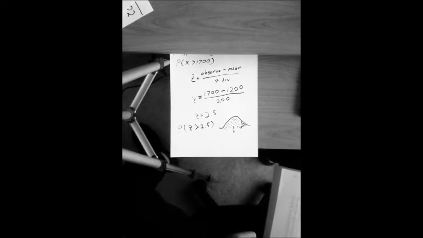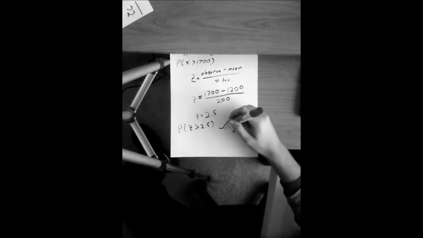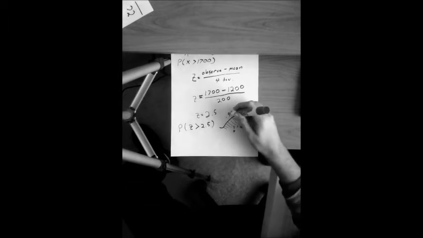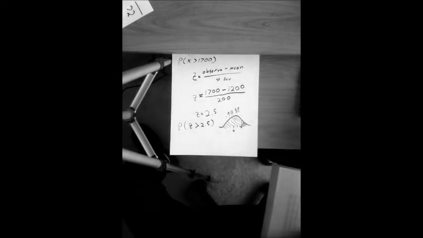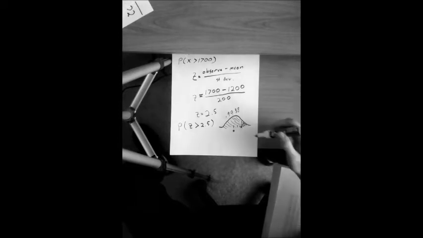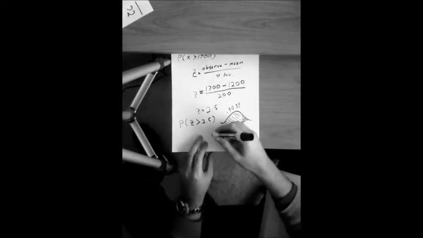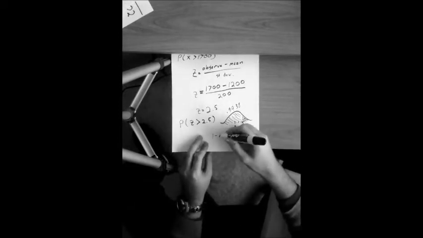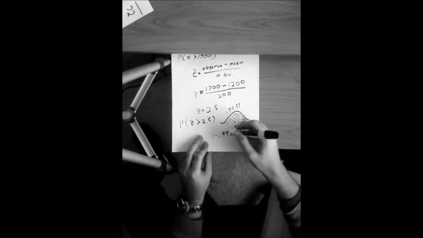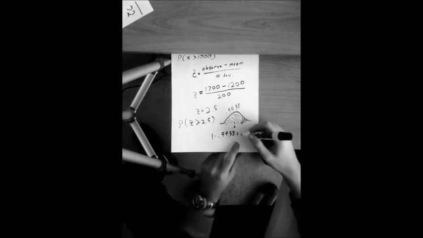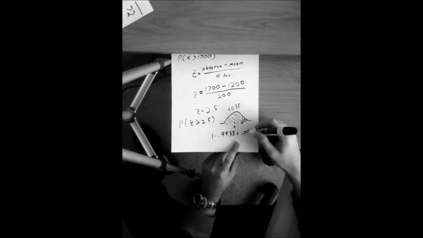So if we look up 2.5, it's going to give us 0.9938. And of course, to get our actual probability, we would have to do 1 minus 0.9938. And we'd come up with 0.0062.